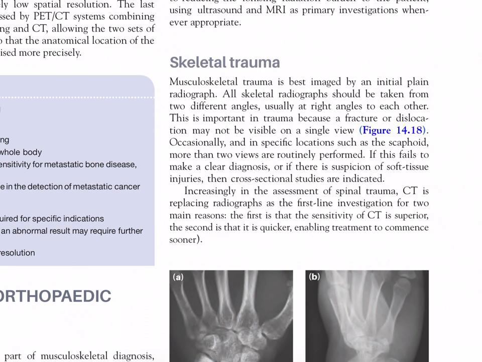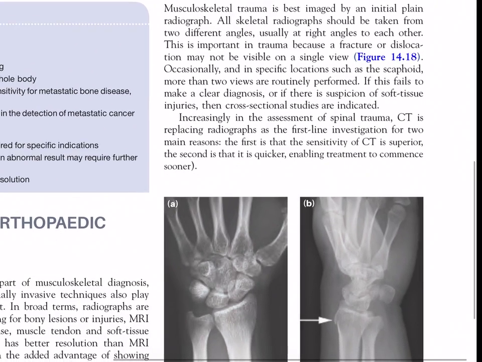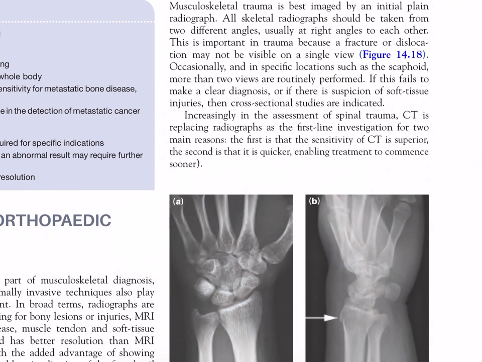If this fails to make a clear diagnosis, or if there is suspicion of soft tissue injuries, then cross-sectional studies are indicated. Increasingly, in the assessment of spinal trauma, CT is replacing radiographs as the first line investigation for two main reasons. The first is that the sensitivity of CT is superior. The second is that it is quicker, enabling treatment to commence sooner.